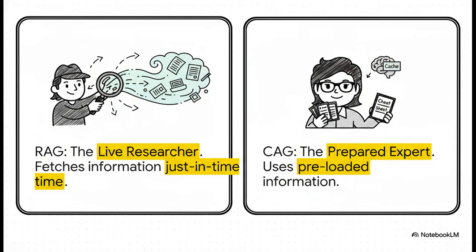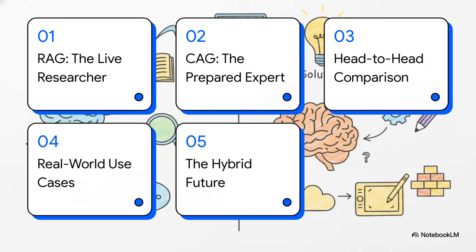Well, it turns out there are two leading solutions on the table, and they come at this problem from completely different angles. On one side, you have Retrieval-Augmented Generation, or RAG. Think of this as the live researcher. On the other side, you've got Cache-Augmented Generation, or CAG, which is more like the prepared expert who's already done all the homework. So here's how we're going to break it all down.